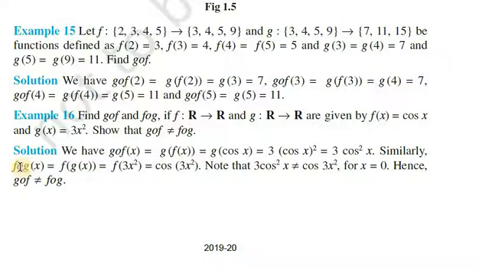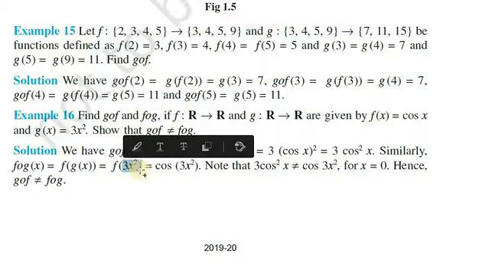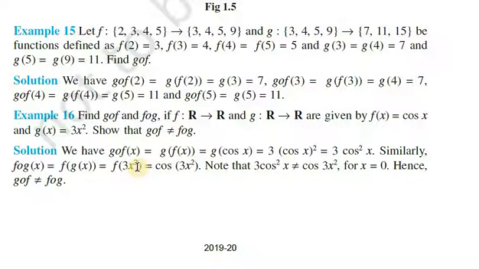Similarly, if you have to find f(g(x)), what is g(x)? g(x) is 3x squared. So you put 3x squared here. Now, what is f(3x squared)? f(x) is cos x, which means whatever is inside the bracket, you have to put a cos on it. So here you have 3x squared, and we get cos 3x squared. You can note that 3 cos squared x is not equal to cos 3x squared. They are not equal.